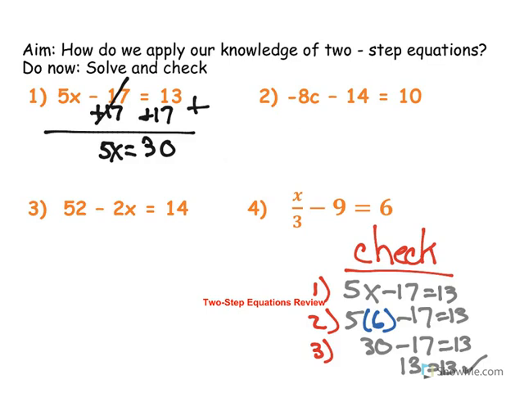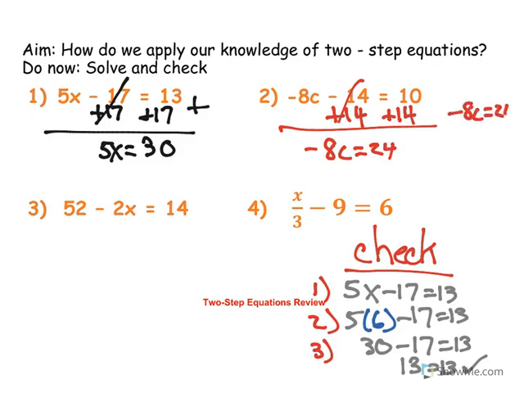The next one is fairly similar. I want to eliminate negative 14, so I add its opposite on both sides. That gives me negative 8c is equal to 24. Again, I prefer to rewrite my one-step equations, so I divide both sides by negative 8 and I get c equals negative 3. If I substitute and do my check, negative 8 times negative 3 is positive 24, and 24 minus 14 is positive 10.